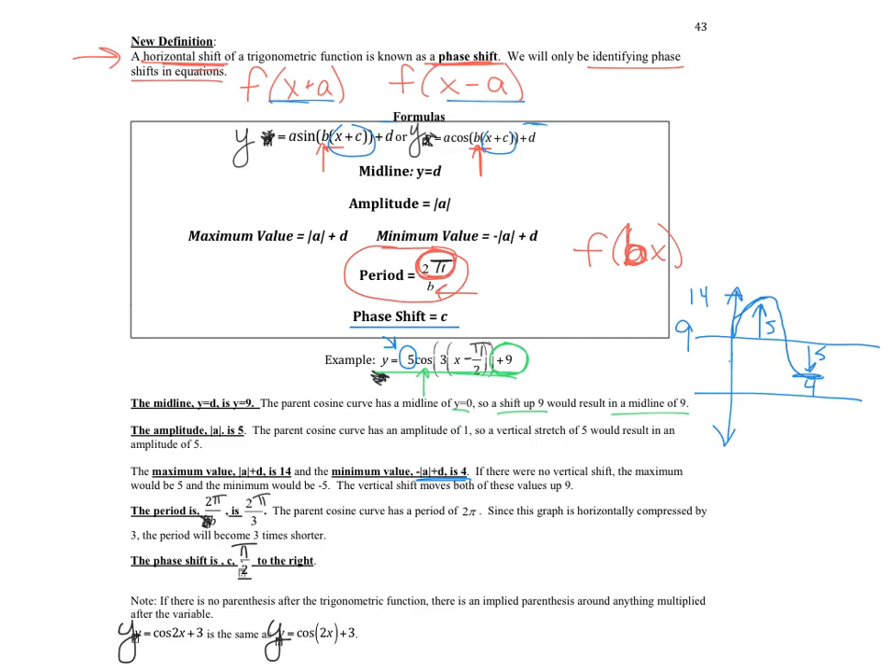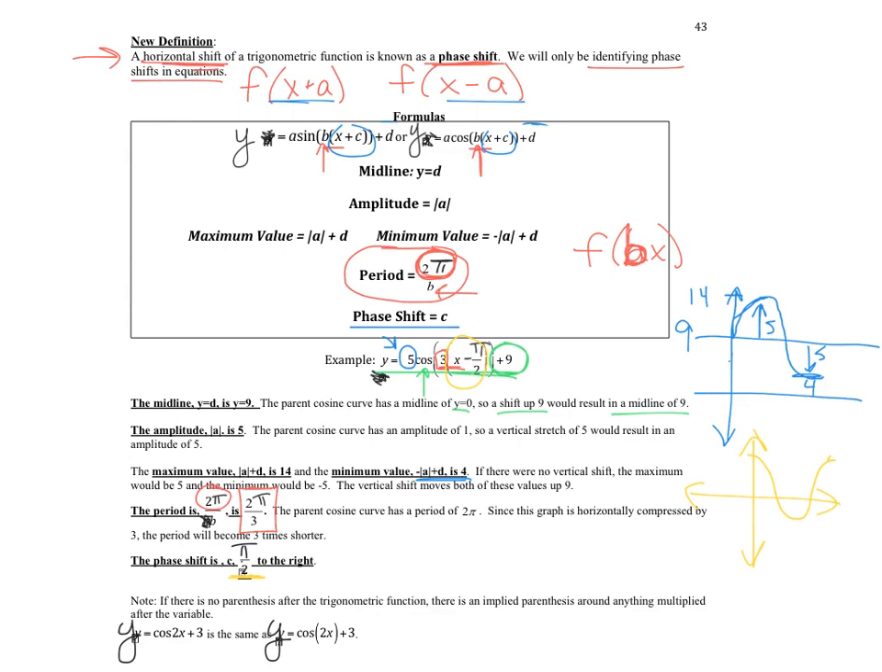Lastly, this graph is pretty fast because it's 3 being multiplied by that x. So instead of taking 2 pi to finish, it takes 2 pi divided by 3, 2 pi divided by b to finish. Lastly, if we drew this graph, we would take the normal cosine curve, which looks something like this. As I said, it's been transformed in other ways, and we would shift it pi over 2 to the right based on this. Okay, so that's the phase shift.